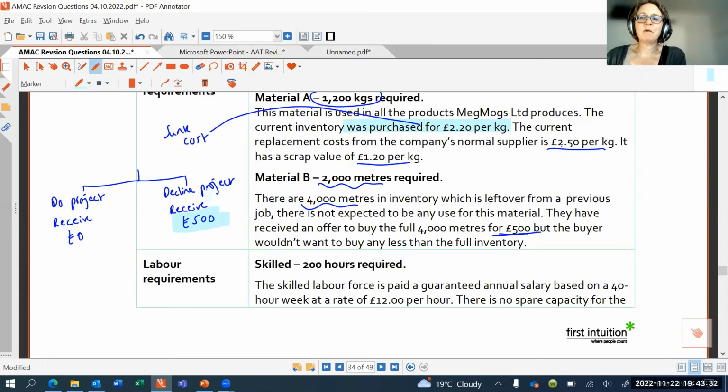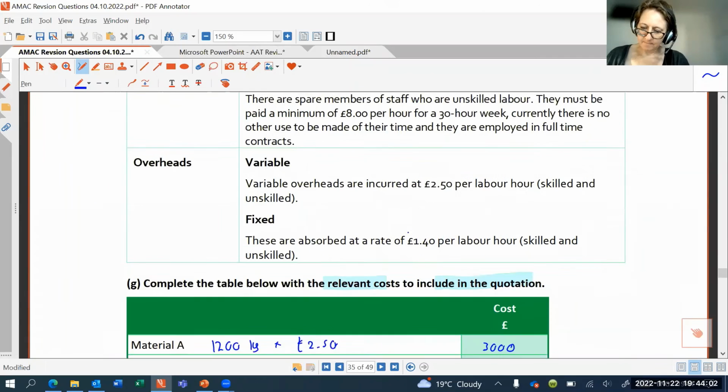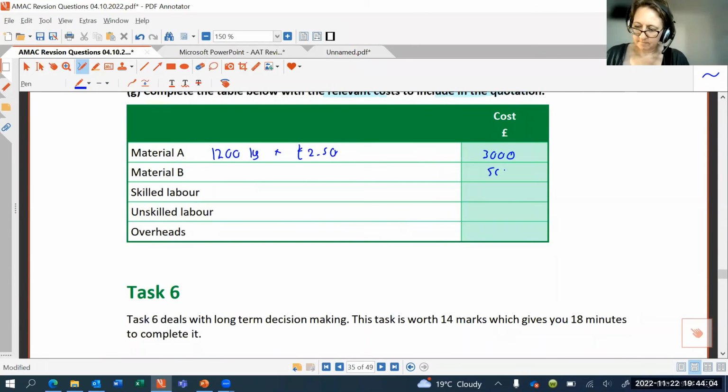So the cost, we call it an opportunity cost. It's the cost of the next best alternative. The opportunity cost is 500. So if I do this project, it costs me £500. I would be £500 worse off. I'm losing the £500 that I would have received if I said no to the project. So the answer for that one is 500. So do make sure that you're familiar and confident with the concept of an opportunity cost.